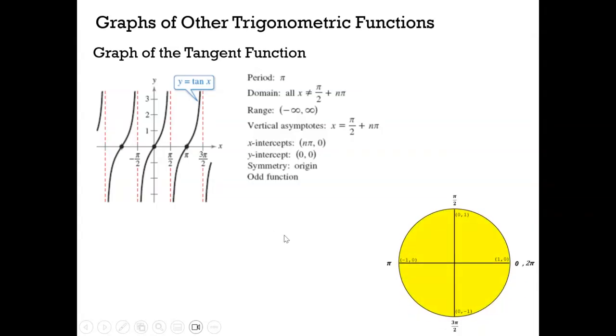Okay, now, going back to the unit circle. The tangent of theta is equal to y over x.